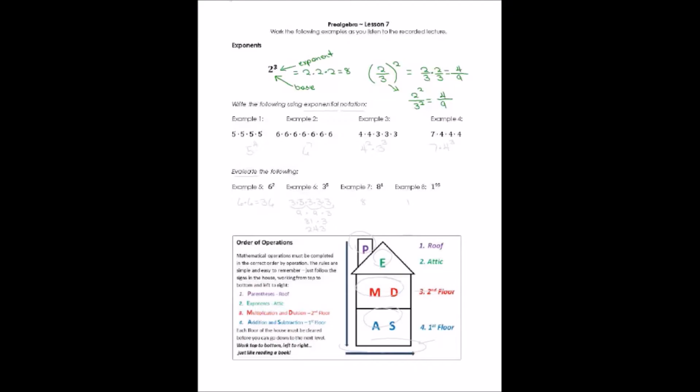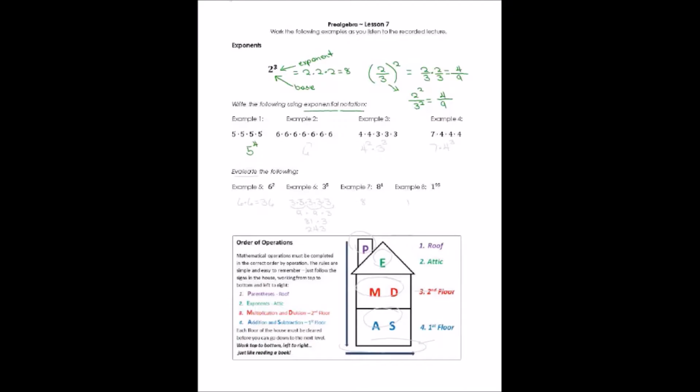Now let's take some other examples and see what we mean when we say write something in exponential notation. Exponential notation tells us to use exponents. In other words, they don't want us to multiply all these numbers out. Example 1 is 5 times 5 times 5 times 5. The base is going to be 5. The exponent would be 4. In other words, it would be 5 raised to the power of 4.